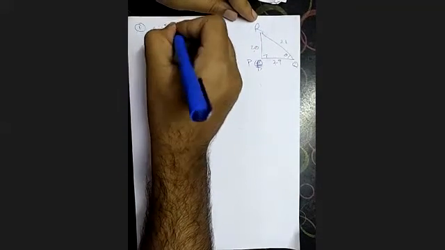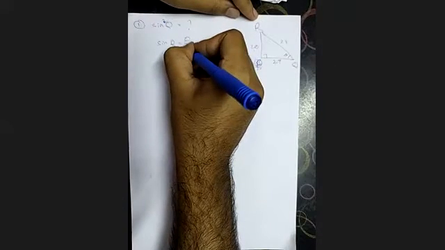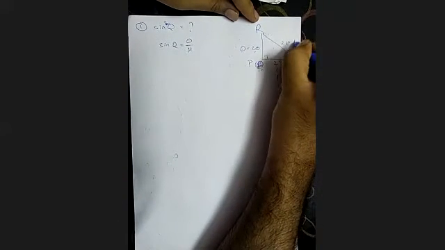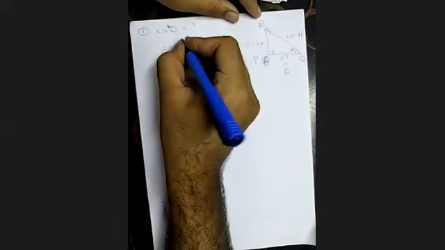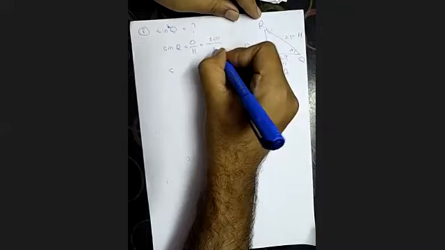Our theta is at Q. So what is sine theta equal to? Sine Q is equal to opposite by hypotenuse. Our opposite is 20, adjacent is 29, hypotenuse is 21. So sine Q is opposite by hypotenuse. Opposite is 20, hypotenuse is 21.